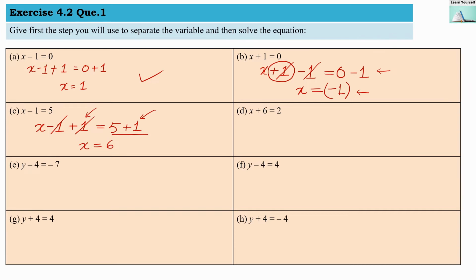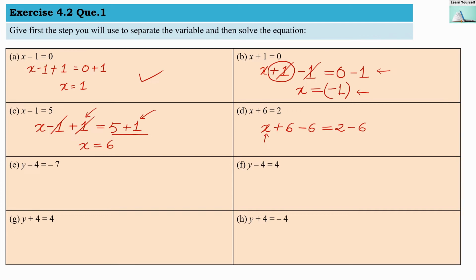Equation D, x plus 6 equals to 2. So already x plus 6 is there. Now if I want to remove this plus 6, I have to subtract here with 6. So with opposite sign, these both numbers will get cancelled out and I will get my variable separated. Same way, if I have subtracted 6 from RHS, I am going to subtract with 6 towards LHS also.